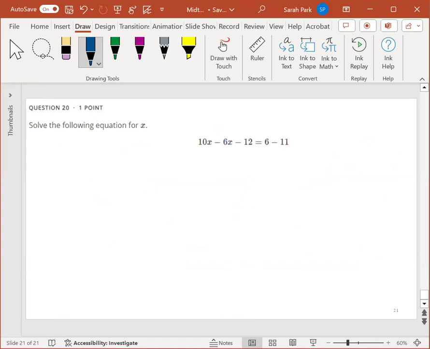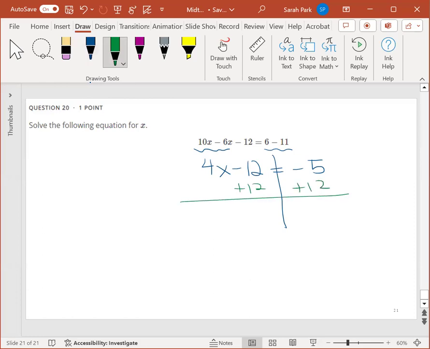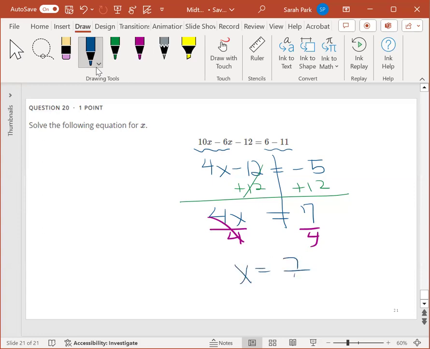Okay, let's see, number 20, the last one. Solve the equation for x: 10x minus 6x minus 12 equals 6 minus 11. So first, before you cancel anything out, make sure you combine like terms on the same side. I see 10x minus 6x. You can combine that as 4x minus 12, and then you can combine 6 minus 11, that's negative 5. What we do to one side, we need to do to the other. So we can add 12. Our goal is to get x by itself. We have 4x is equal to negative 5 plus 12, which is 7. And then we divide both sides by 4, and you get x is equal to 7/4.